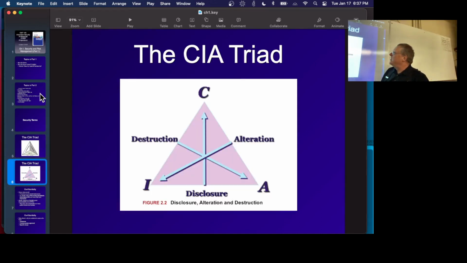All right, so this is called the CIA triad. The opposite of confidentiality is disclosure, the opposite of integrity is alteration, and the opposite of availability is destruction. So these are the things you're trying to prevent.